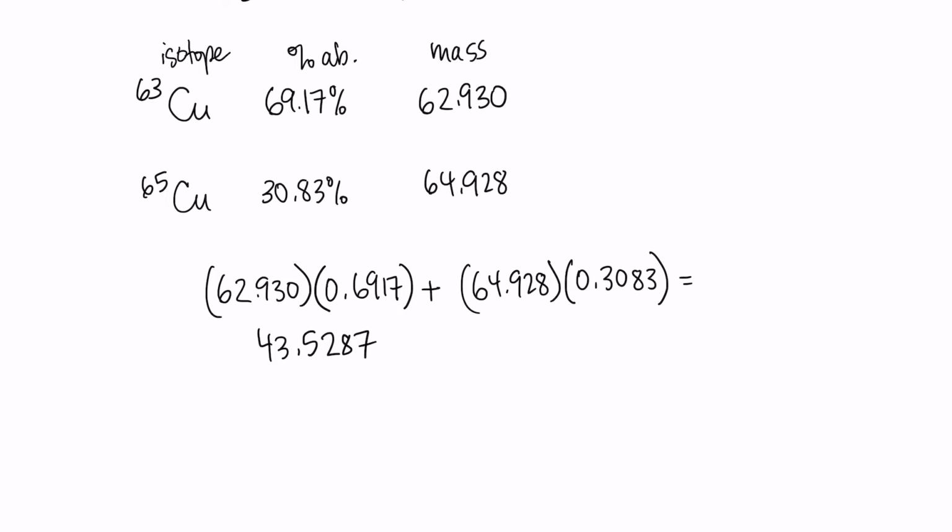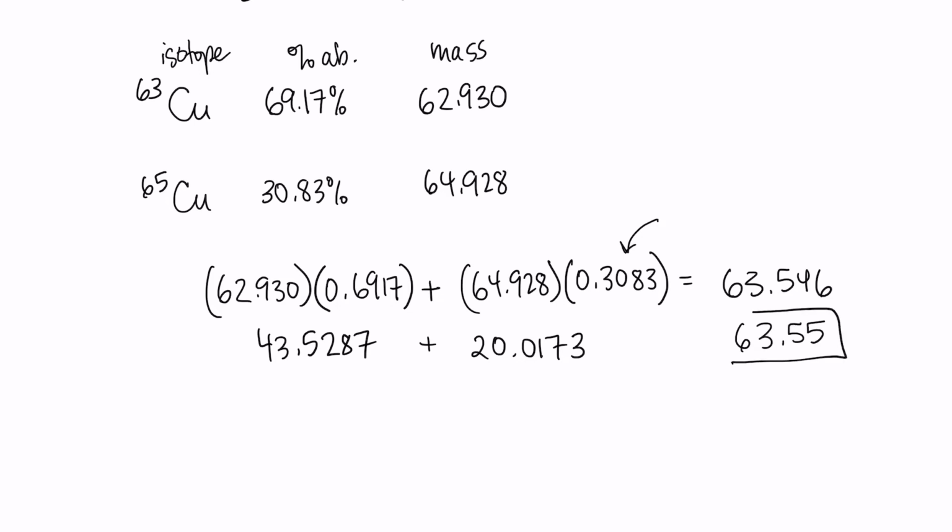And then we have 64.928 times 0.3083. That gives me 20.0173. When I add these together, I end up with 63.5460. I should only have 4 sig figs in my answer because of these guys. So I'll round this to 63.55.